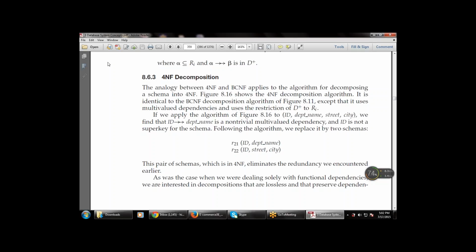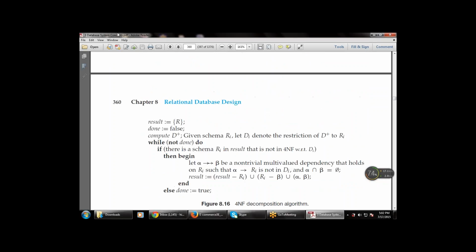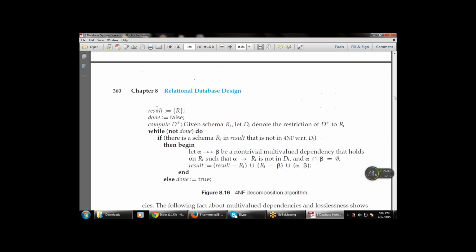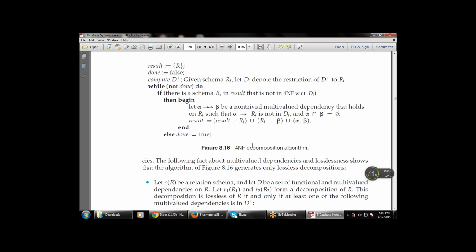As was the case when we were dealing solely with functional dependencies, we are interested in decompositions that are lossless and preserve dependencies. So there are two criteria used while decomposing. It eliminates the redundancy, that is the duplication, there is no loss of data, and there is preservation of the dependencies. So this is the 4NF decomposition that is used. This is also true for multi-valued dependencies and the lossless decomposition.